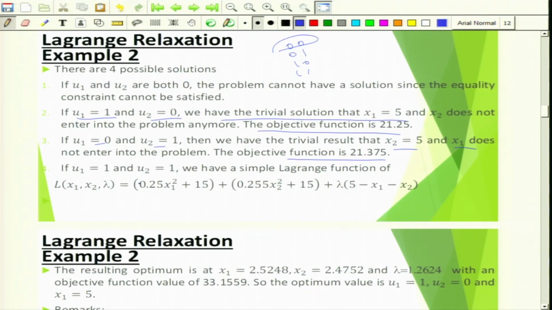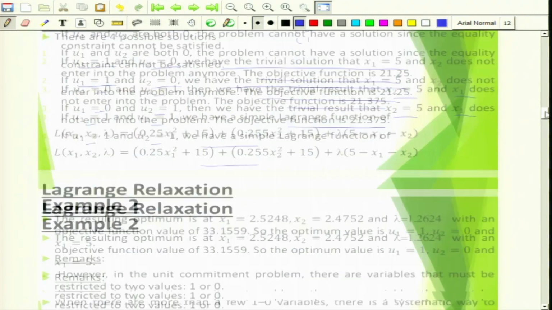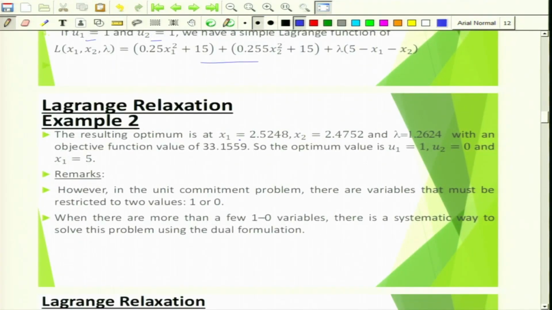Now the last possibility is u1 is equal to 1, u2 is equal to 1. We have a simple Lagrange function. Now both x1 and x2 will play a role, and this comes out to be like this, and if you solve, the resulting optimum is x1 is equal to 2.52488 and x2 is equal to this value, and lambda also you solve, because now it is a simple problem. You have equations to be solved for x1 and x2, it is a linear problem, and then you get lambda is equal to 1.2624. With this, the objective function value will be 33.1559.